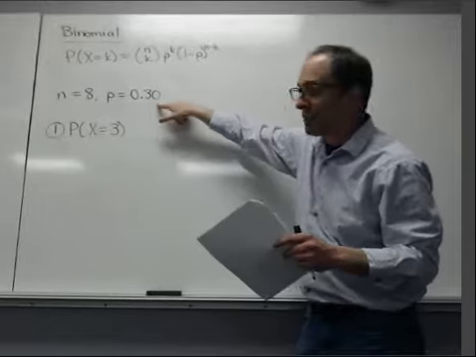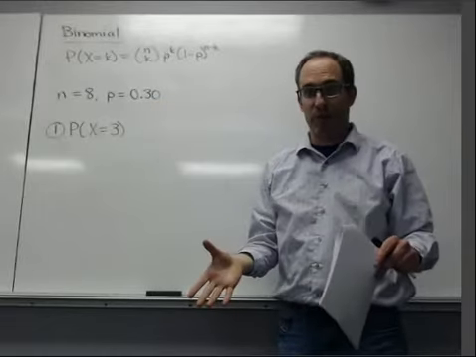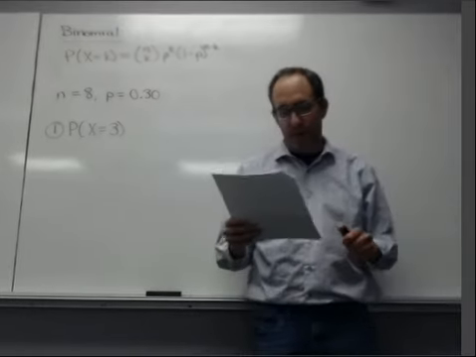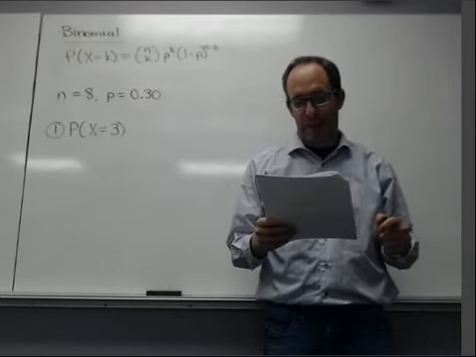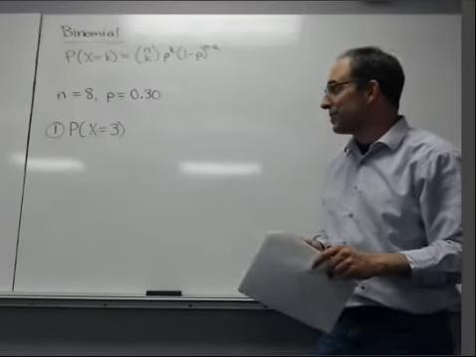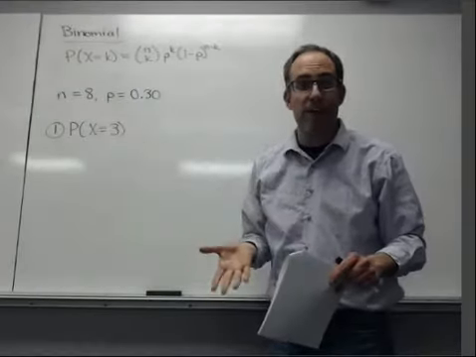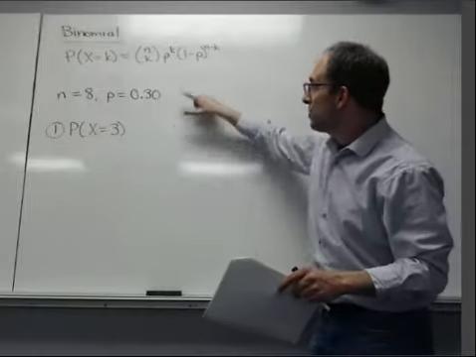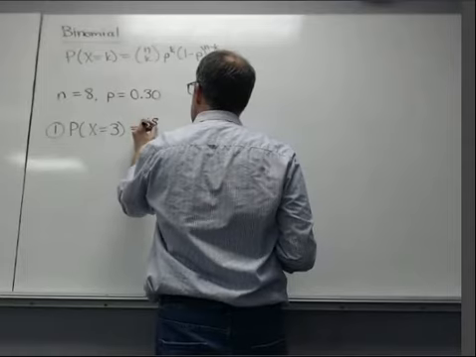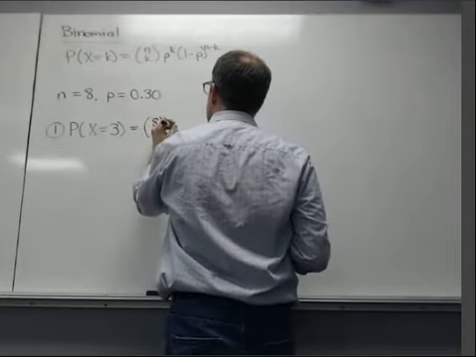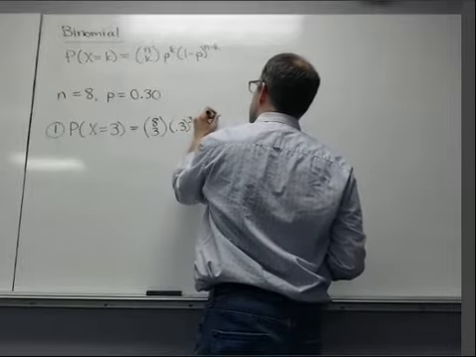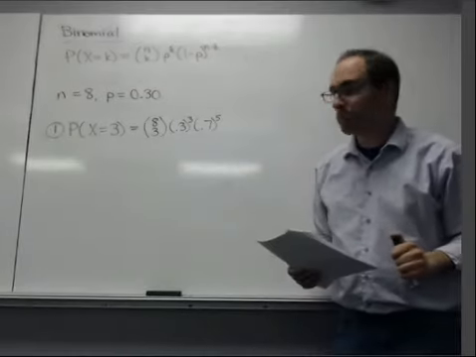P, the probability of success, which would be drilling a well and striking oil in this case, is going to be 0.3. And with number 1, we're asked to find the probability that exactly 3 of the 8 wells strike oil. Probability that x equals 3. So here 3 is going to be k. That's our number of successes. If we just substitute straight into the formula, what we're going to have is 8 choose 3 times 0.3 raised to the 3rd power times 0.7 raised to the 5th power, like so.